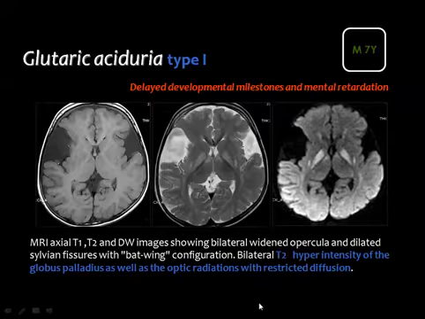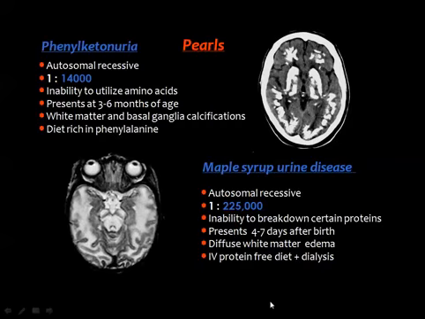And this is glutaric aciduria type 1 in a 7-year-old patient with developmental delay or delayed milestones and mental retardation, showing some of the classic appearances. Prominence of the sylvian fissures is one of the prominent features of this disease, and there is T2 high signal intensity in the globus pallidus as well as in the optic radiation, the white matter. These lesions will show restricted diffusion in diffusion-weighted images, denoting they are of ischemic nature.